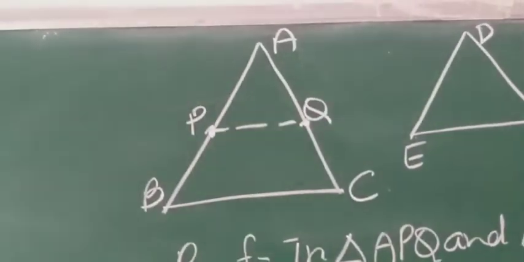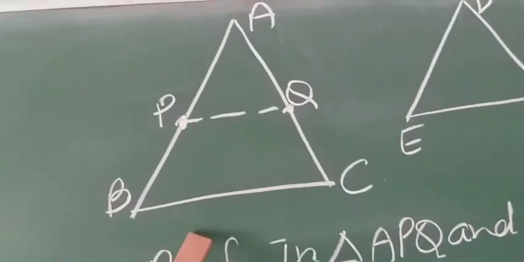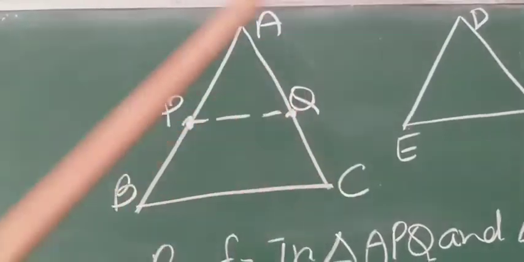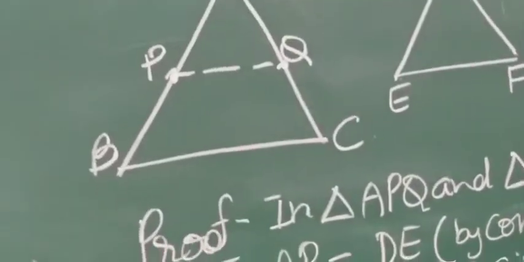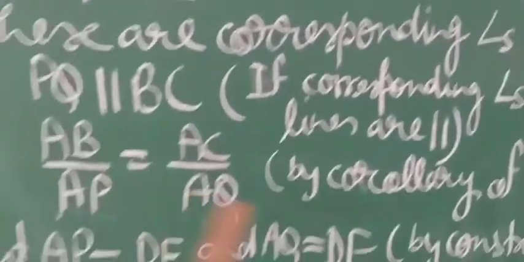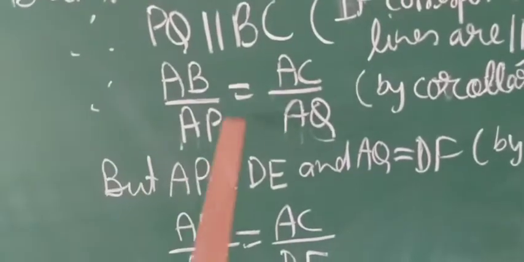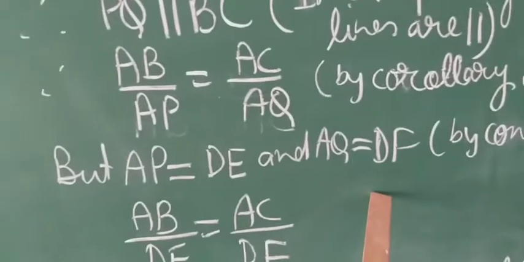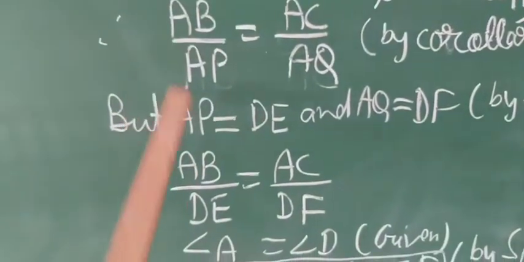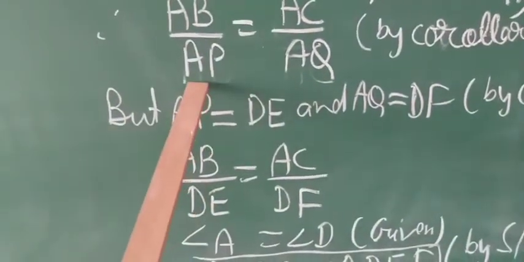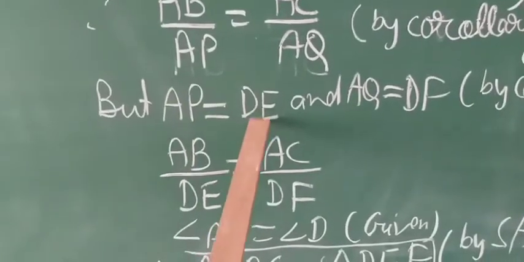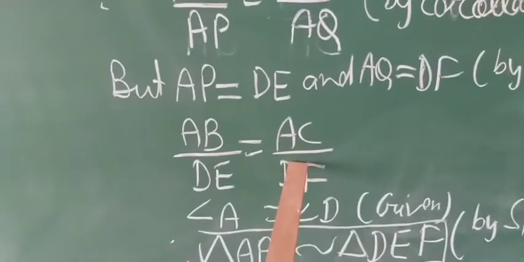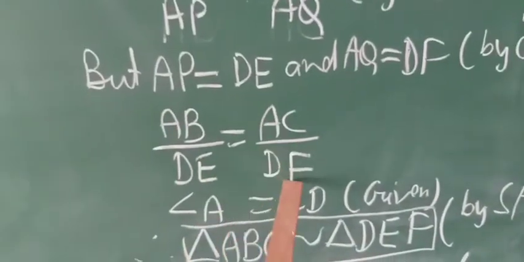Now students, again we are going to use the corollary of BPT. I am going to write AB upon AP equals AC upon AQ by corollary of BPT. But AP equals DE and AQ equals DF by construction. So in place of AP, DE will be there, and in place of AQ, DF will be there. So AB upon DE equals AC upon DF.